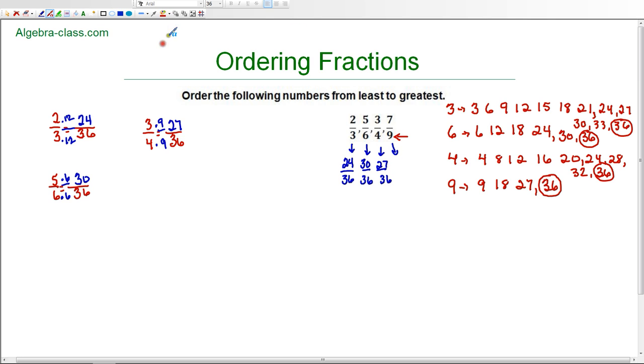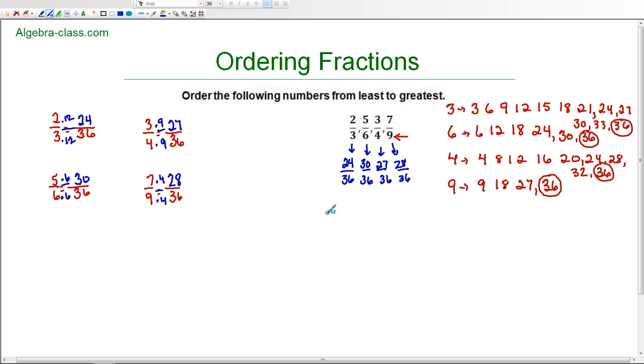And my very last one is 7/9. I know that 9 times 4 is 36. So 7 times 4 is 28. So 7/9 and 28/36 are equivalent as well. Now I've rewritten each of these fractions so that they have a denominator of 36. Now the easy part is just looking at the numerators. I have 24, 30, 27, and 28. I can order them from least to greatest by ordering the numerators from least to greatest.